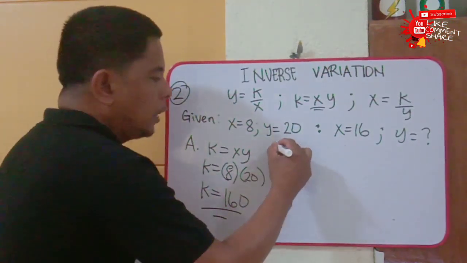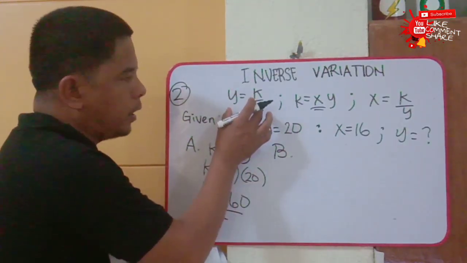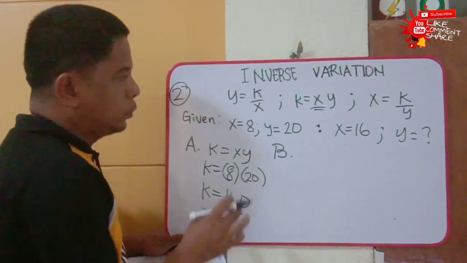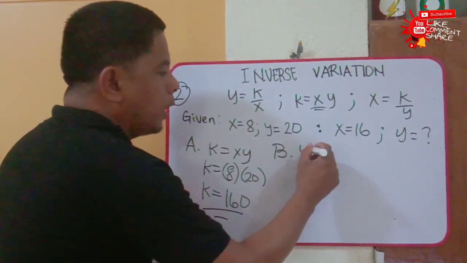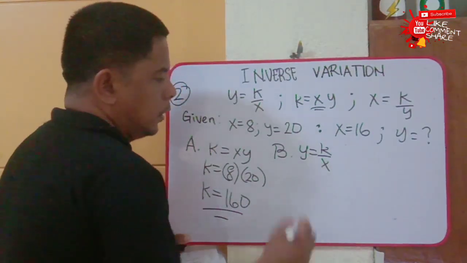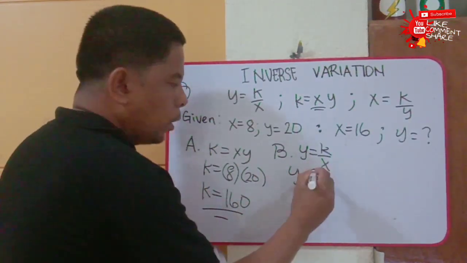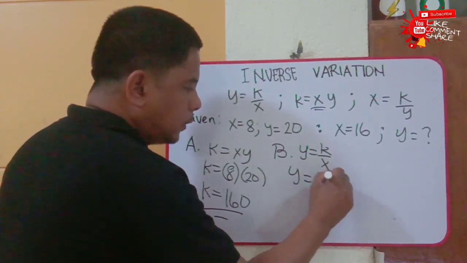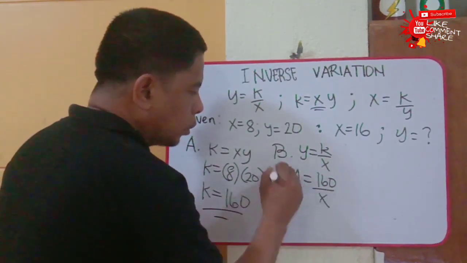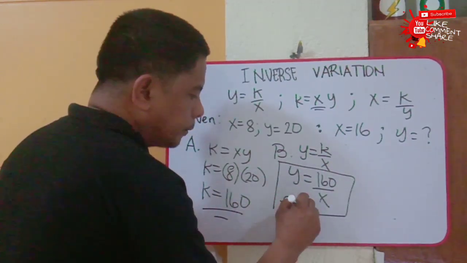Letter B, the equation. Okay, the equation of our inverse variation. So, formula, y equals k over x. Substituting, y equals, what is k? 160 over x. So, this is our equation.